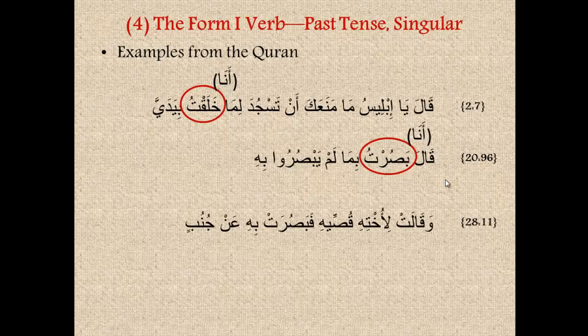In the next example, we have in verse number 11 of Surah number 28, Al-Qasas, وَقَالَتْ لِأُخْتِهِ قُصِّيهِ فَبَصُرَتْ بِهِ عَنْ جُنُوبٍ. The verb here is بَصُرَتْ. Fa, you can ignore that for now. The verb is بَصُرَتْ. This is after the pattern فَعُلَتْ. We hear the t at the end, the ta sakina. This tells us the verb is conjugated for hiya. So she is doing this action.